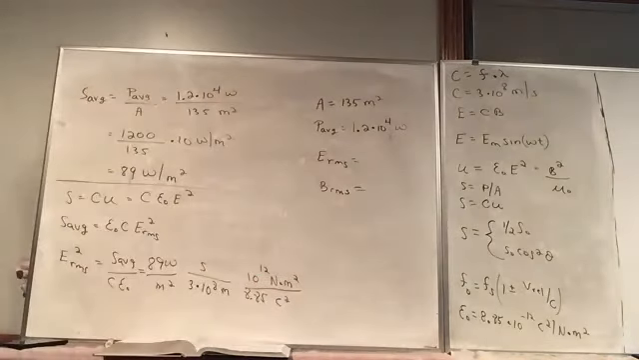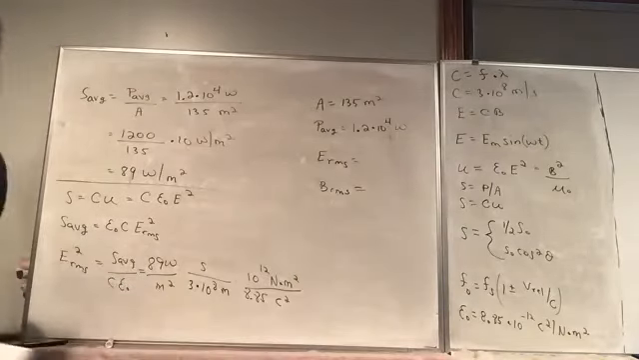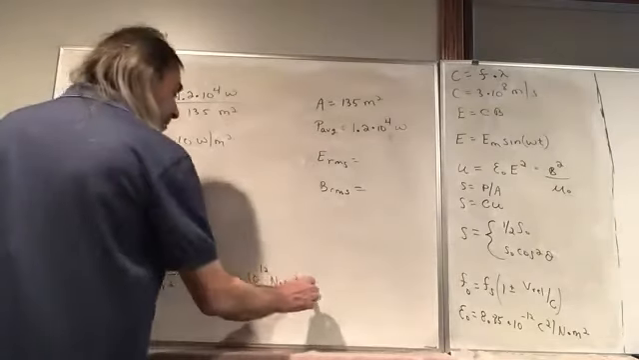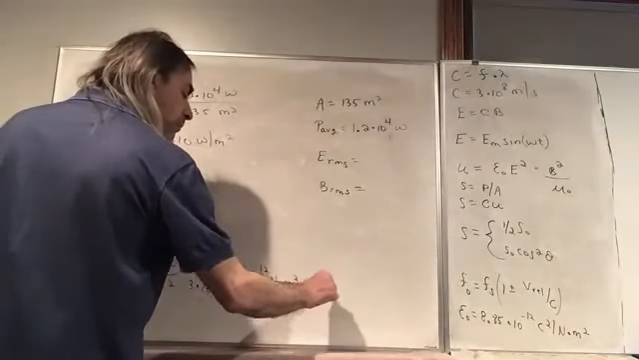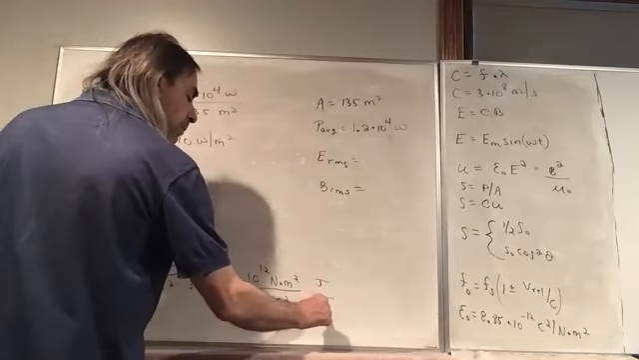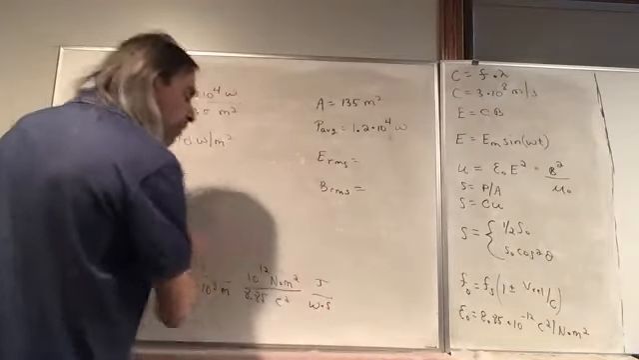So again, we want an electric field. So we want either newtons per coulomb or volts per meter. So we're going to throw several conversion factors on here. So first, a watt times a second is a joule. Watt is joule per second.